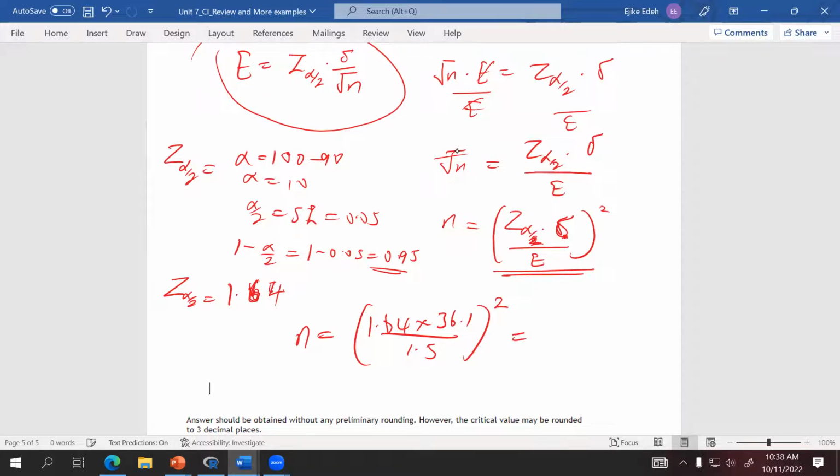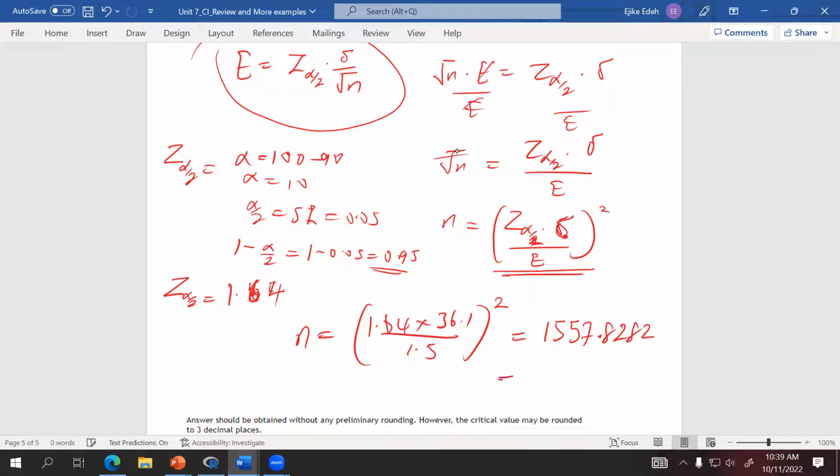Okay, help us here. What will be the values for this one? 1557.8282, right? Thank you very much.